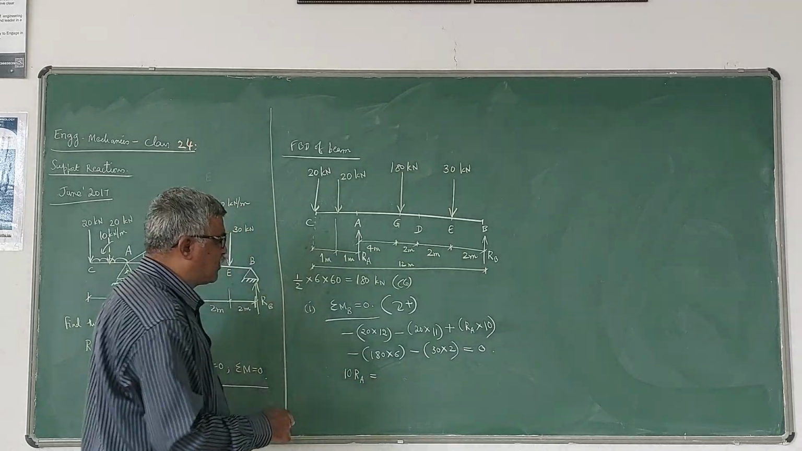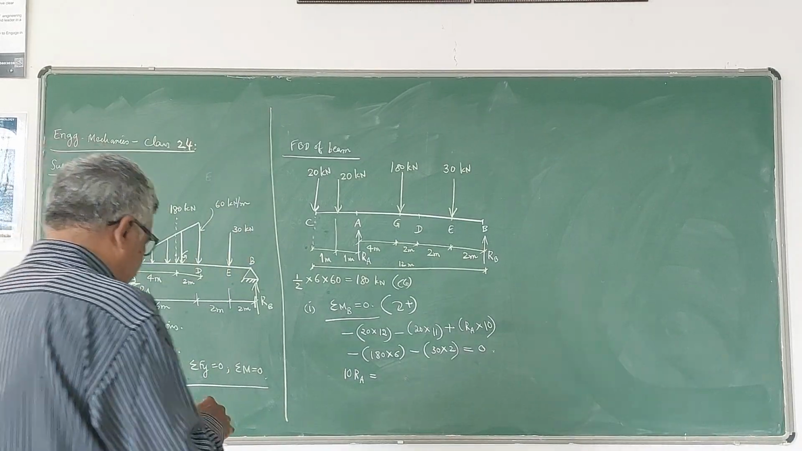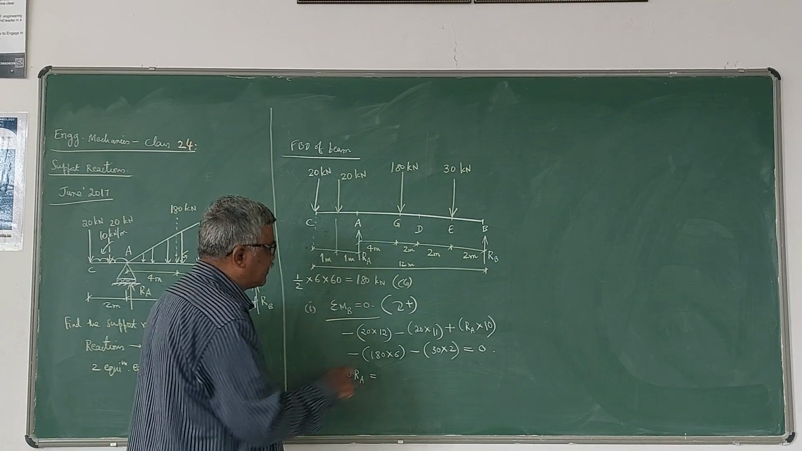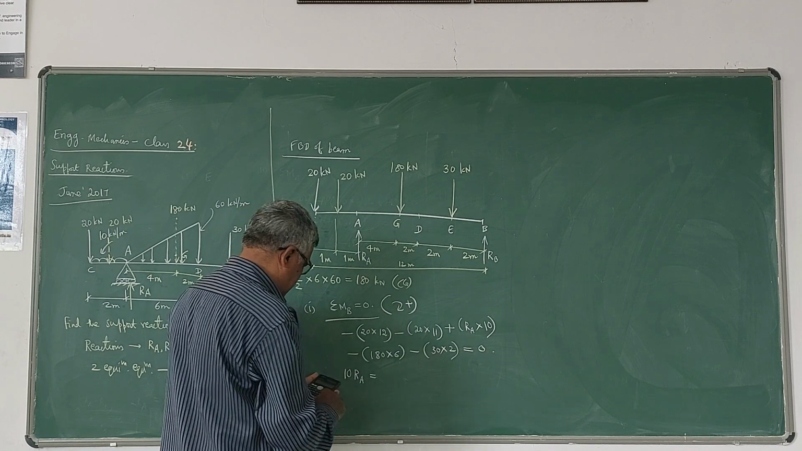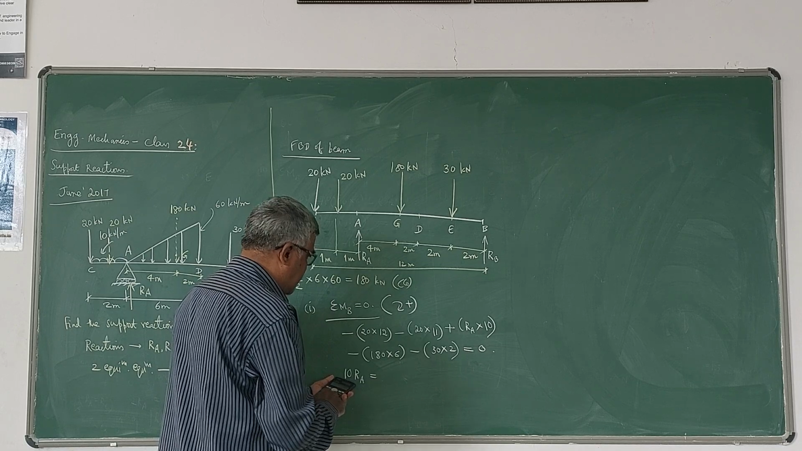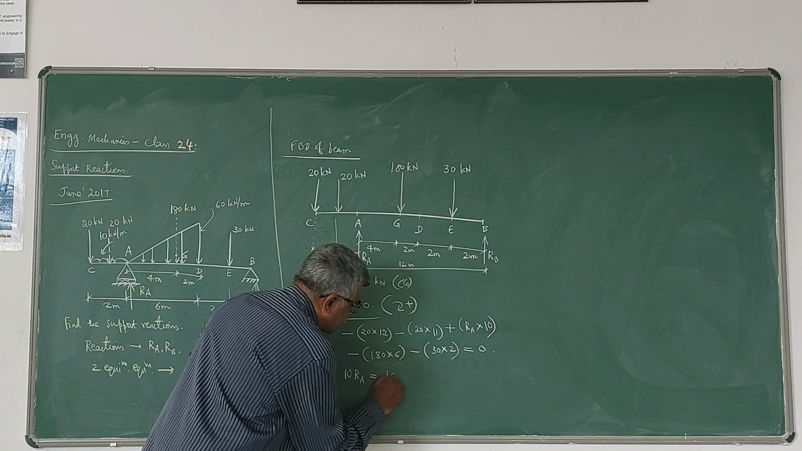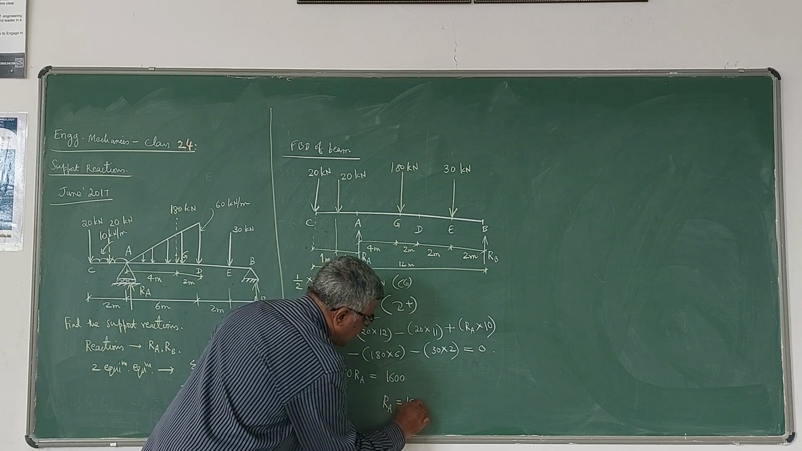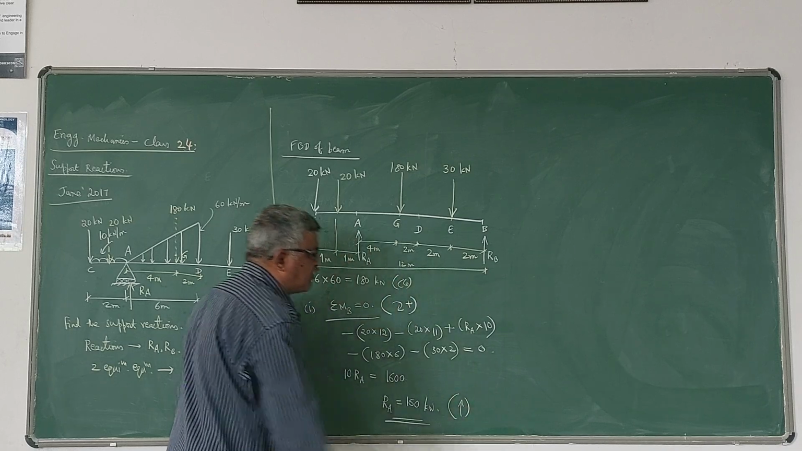So 10 RA is equal to, all these become positive if you bring them to the RHS. So this becomes 240, this becomes 220. So 240 plus 220, plus 180 into 6, plus 60, that is 30 into 2. This becomes 1600. Therefore, RA is equal to 1600 divided by 10, 160 kilonewton. You have got a positive value, that means the assumed direction of RA is correct, it is upwards.